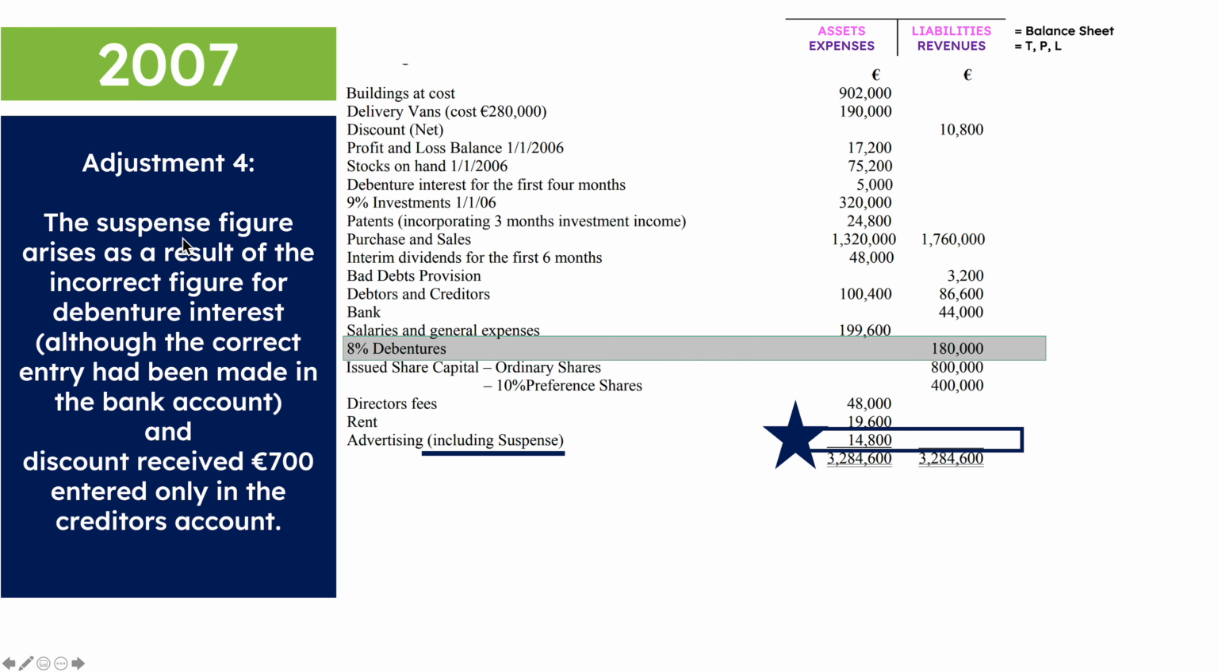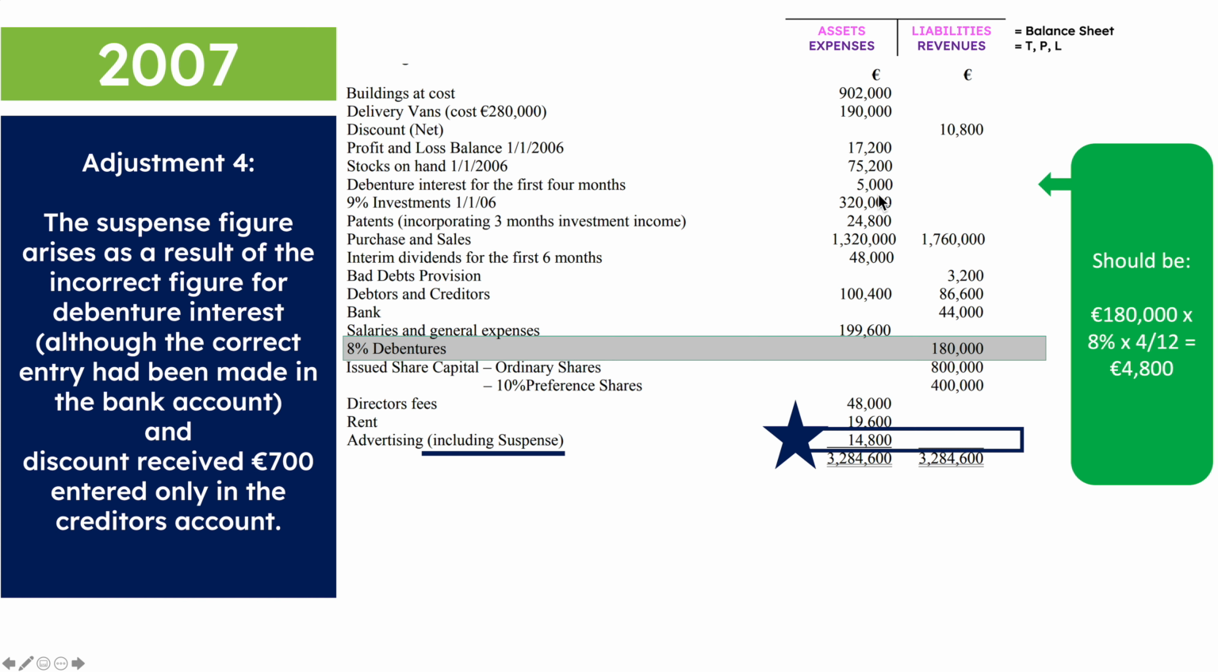2007. The suspense figure arises as a result of the incorrect figure for debenture interest, although the correct entry had been made in the bank account. Okay, and then discount received 700 entered only in the creditor's account. So the incorrect figure for debenture interest. We've got 8% debentures here, 180,000. Now, the debenture interest for the first 4 months is up here, so this is obviously wrong. So how much should it have been? Well, it should have been 180,000 by 8% by 4 over 12, and that is 4,800. So I will minus 200 from that.